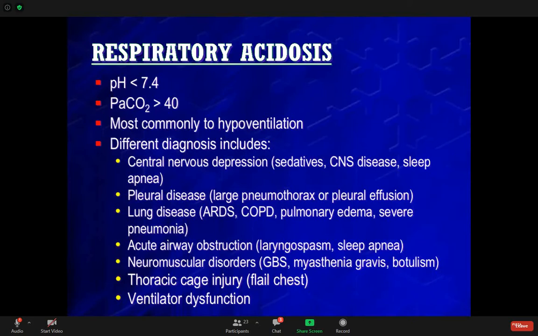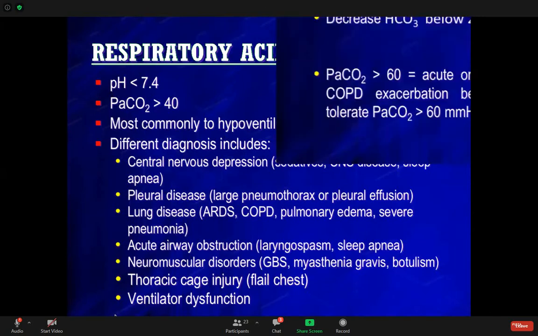Somebody on the machine, or he's intubated and the ventilator setting doesn't support him. So let's go.